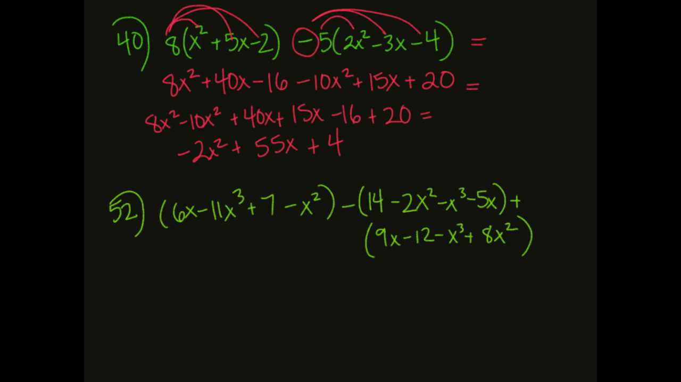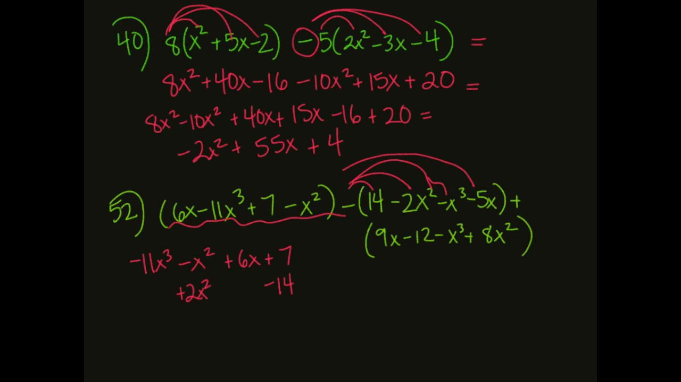a whole other one. Another way that you can arrange this, and let me show you, is to rearrange this from highest degree to smallest. So negative 11x cubed, and then it's minus x squared, plus 6x plus 7. The next one, I'm going to change the sign on each of these. Whoops, that one needs to go there. I'm going to rearrange it and put it under the like term. So I have a minus 14 from that one. Then it becomes plus 2x squared. And then the next term is plus x cubed.